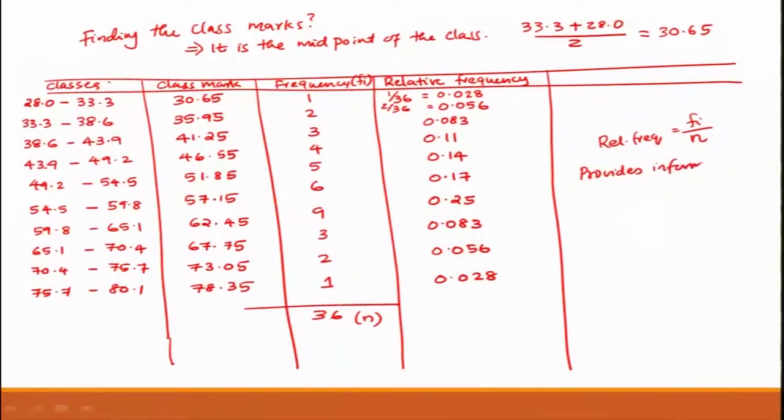on what percentage of the observations fall into that class. Okay. So that information is made available to us with the help of the relative frequency.